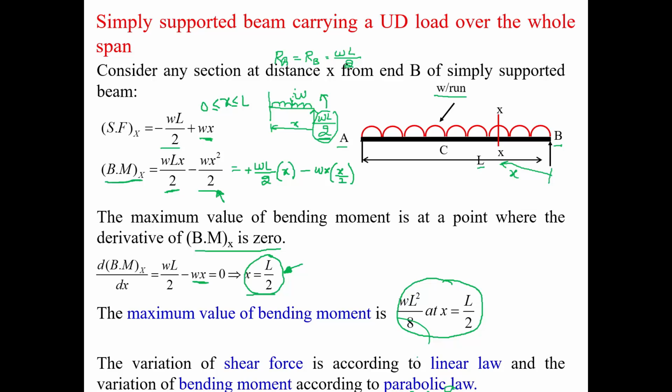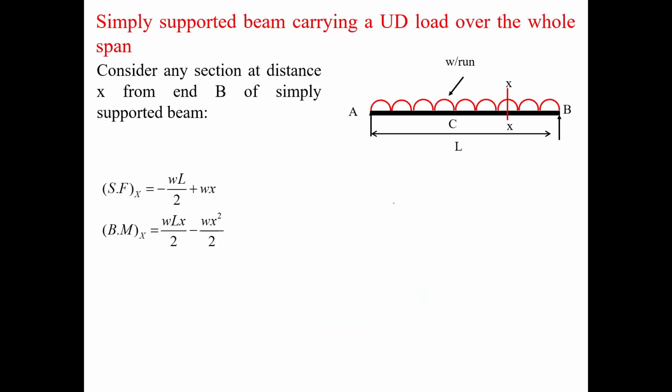Please note that the variation of shear force is linear in x, so it will follow a linear law. Bending moment is a quadratic in x, so it will follow a parabolic law. So let us see how we are going to draw them. Once we have obtained the expressions for shear force and bending moment, and we know that these equations are valid for the whole beam, that is ranging from x is equal to 0 to L, we can calculate the shear force and bending moment at specific points.